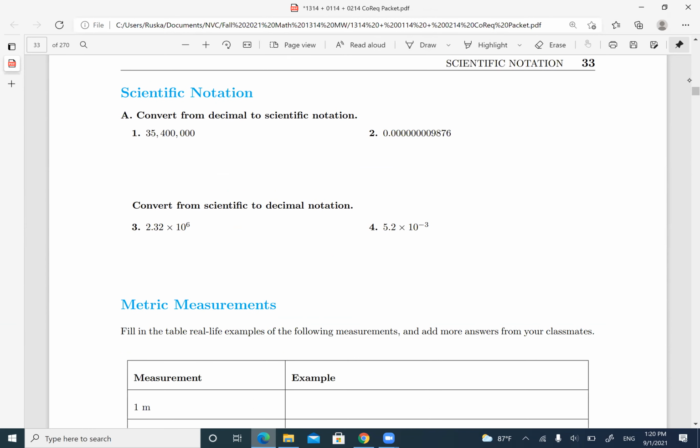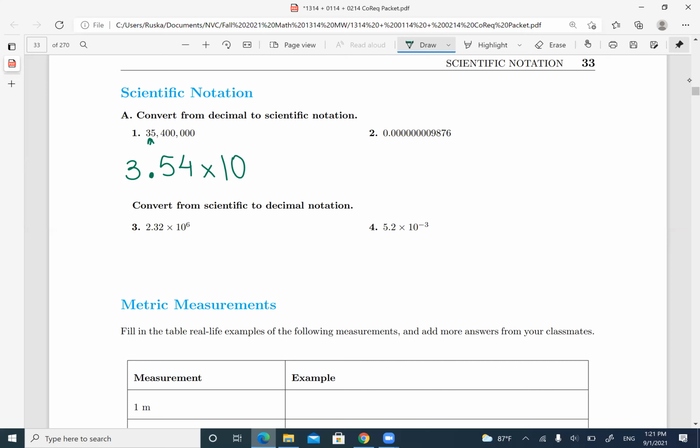So let's convert from decimal to scientific notation. So here we have, let me show you this, 35,400,000. Because in scientific notation, the number in front has to be between 1 and 9, I have to put my decimal after 3, right? It has to be 3.54. And then I need to write times 10.